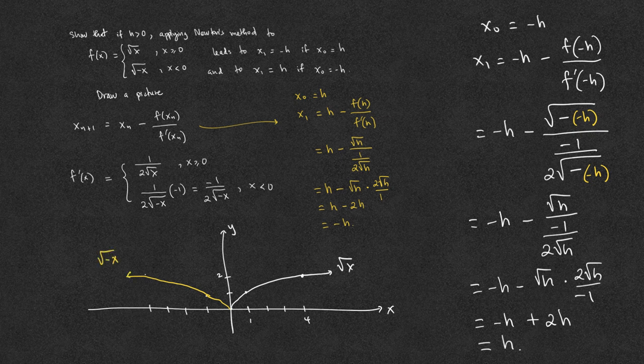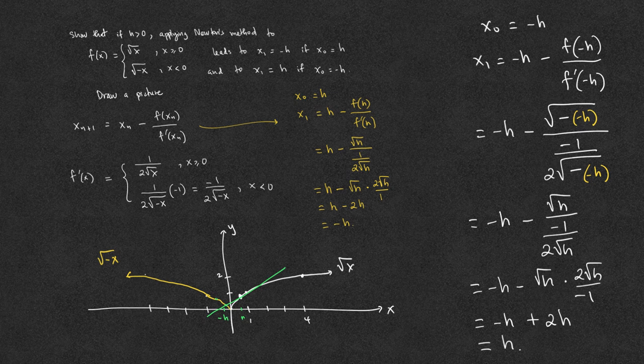If we start with h positive, for example, a point right here between 0 and 1, we will see that the tangent line intersects the graph on the other side, and if this is h, then the other side is negative h. And the same thing, if we start with negative h, which is on the left hand side, then the tangent line would intersect the graph on the other side, positive h.